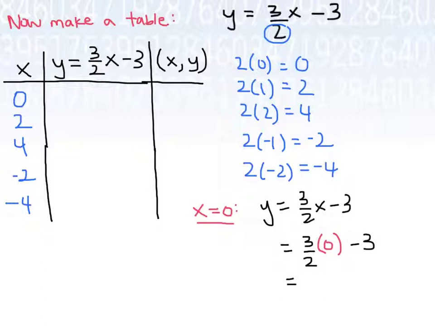So 3 halves times 0 is 0. We still have minus 3. So 0 minus 3 is negative 3. So my corresponding y value, when I plug x equals 0, I will get y equals negative 3. So I'll fill in my chart. And then I'll finish off with my ordered pair. Remember that x always comes first. So we're going to have 0, negative 3.